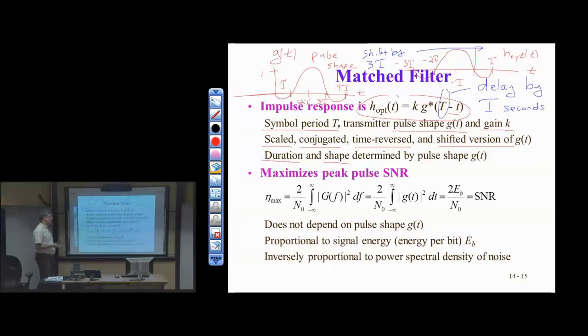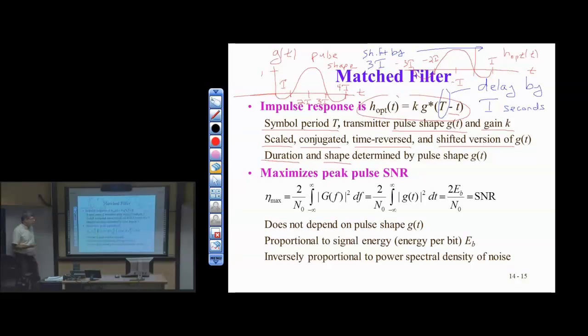But the magnitude response will be the same in the match filter and in the pulse shaping filter. So if the pulse shaping filter is low pass, the match filter is low pass. And that's what our pulse shapes have been. They've been low pass. All right. So that's one side of this formula.